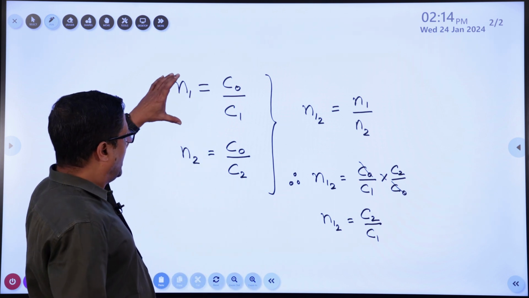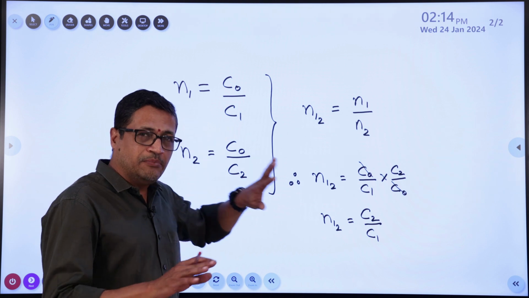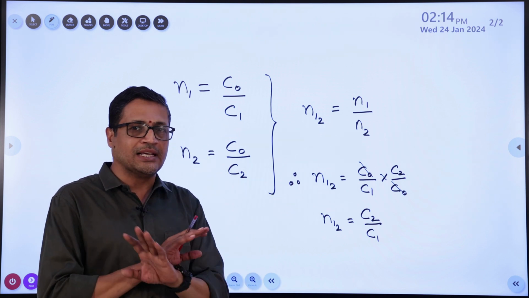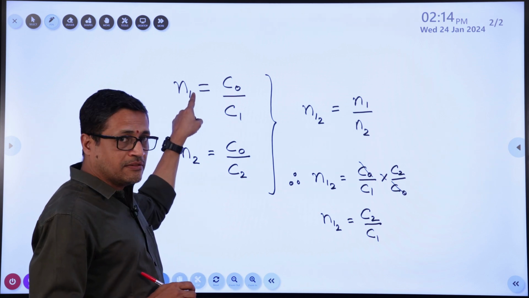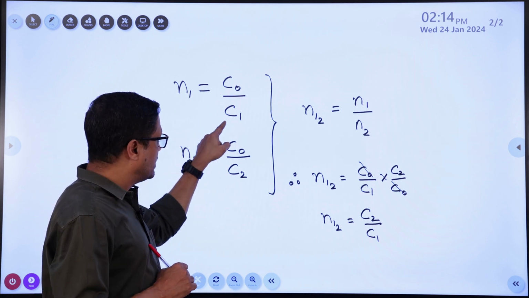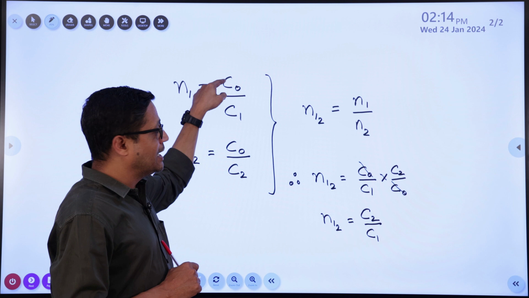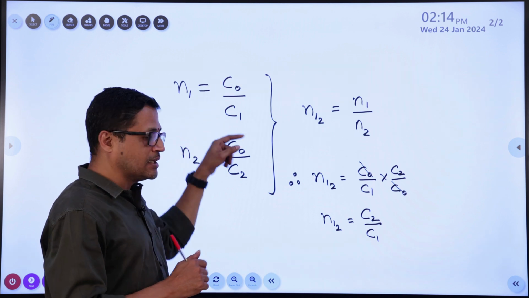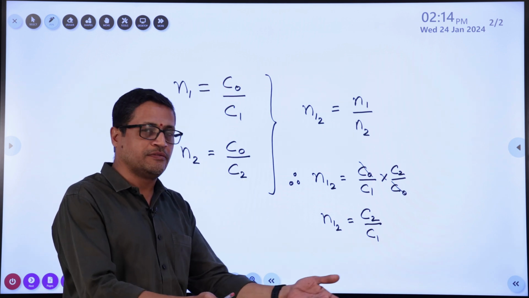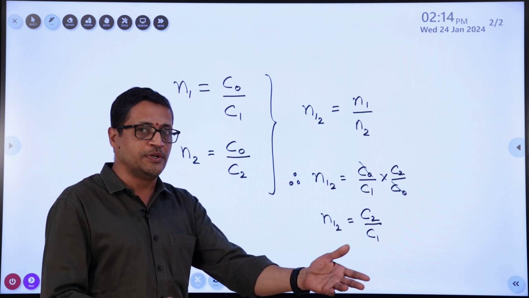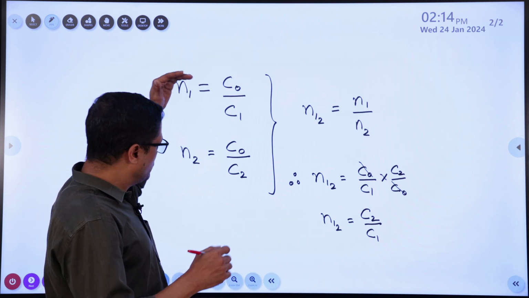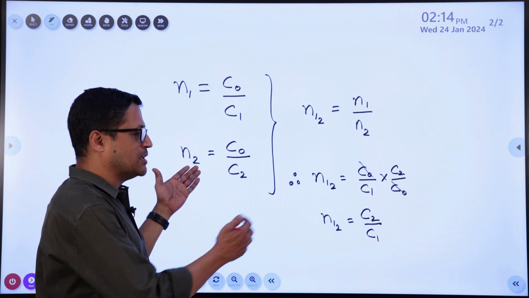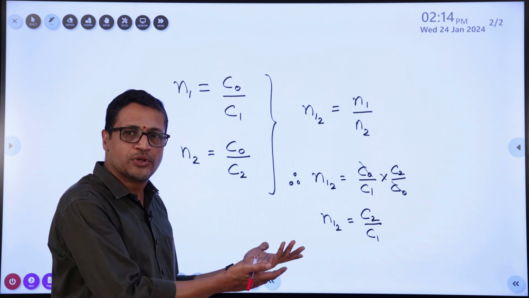Second is absolute refractive index of any medium can never ever be less than 1. The reason is because if absolute refractive index has to be less than 1, then the denominator has to be more than the numerator. But denominator is speed of light in the medium, and speed of light in the medium can never be more than the speed of light in vacuum. Therefore, this value has to be greater than 1. Using the same logic, absolute refractive index of some other medium also has to be more than 1.